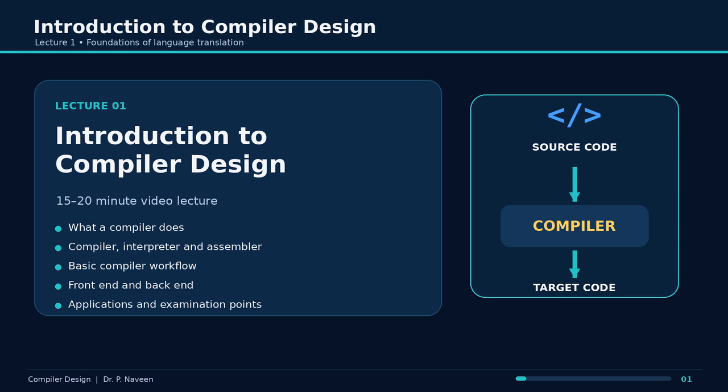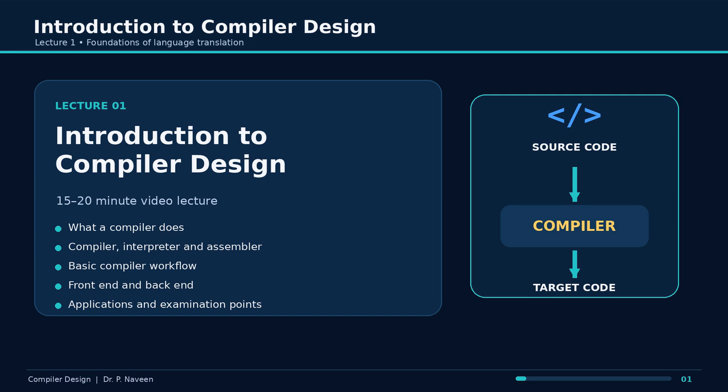I'm Dr. P. Naveen. Today we are going to learn the introduction to compiler design. First, we will understand what a compiler is. Then we will see why a compiler is needed. We will also learn about interpreters and assemblers. After that, we will understand how a source program becomes a machine program. So this is an introductory lecture. I will explain every concept in a simple way. At the end of this lecture, you should be able to explain the meaning and the basic working of a compiler.